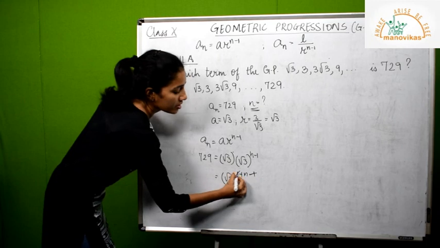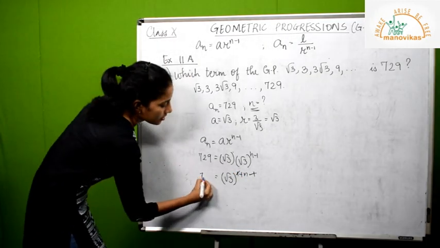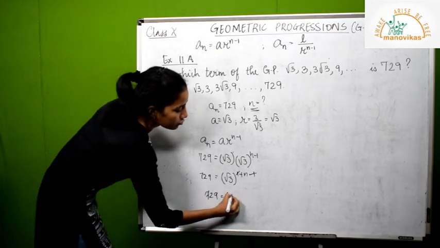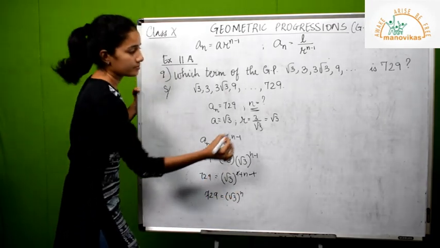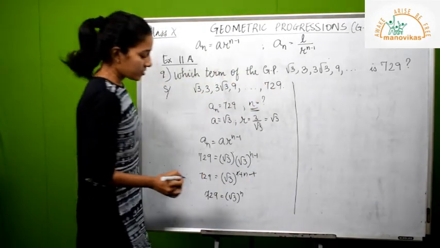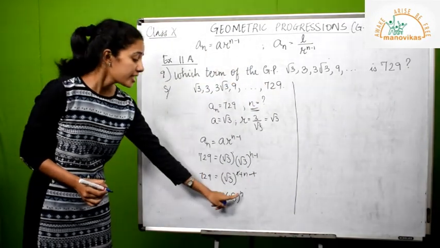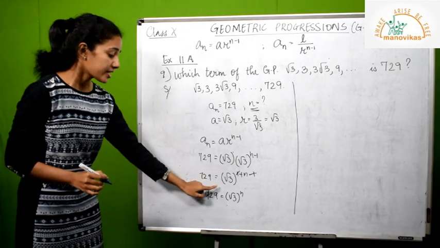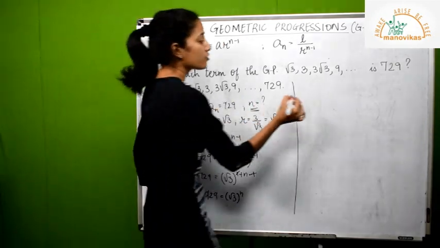So minus 1 and plus 1 will cancel, and you have 729 is equal to root 3 the whole raised to n. Now, using the same laws of indices, to calculate n, you have to reduce 729 in terms of root 3 and get the power of it. Now how to do that?